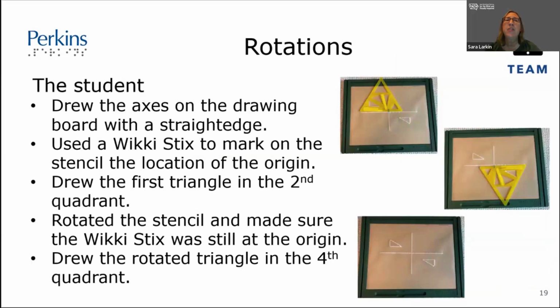Rotations, I can do this easily on the Draftsman board using those shape stencils. In this particular case, the student drew the axes, just a vertical and a horizontal line with a straight edge. And then they put the stencil on that particular axis, traced one of the triangles, but then used a wiki stick to mark where the origin was, so that then when they rotated the stencil, they could make sure that wiki stick was still at the origin, and then trace that same triangle in the third quadrant instead of in the second, or the fourth quadrant instead of the second quadrant.